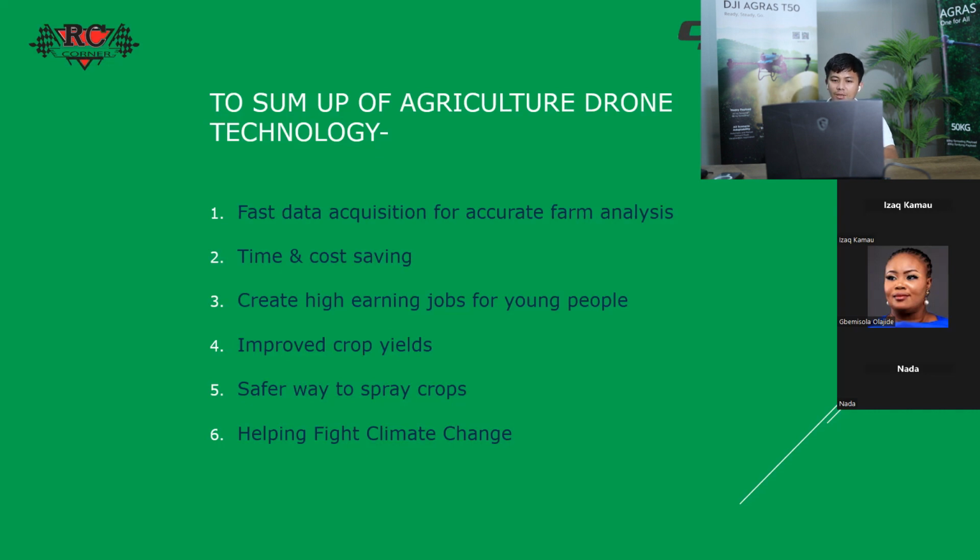And the last is helping fight climate change. How does the drone help fight climate change? Yes, by making sure of precision agriculture and by saving water. Because we are using too much water, 100 liters per 1 acre, and now we can use only 10 liters. So that's how we can save the usage of water.